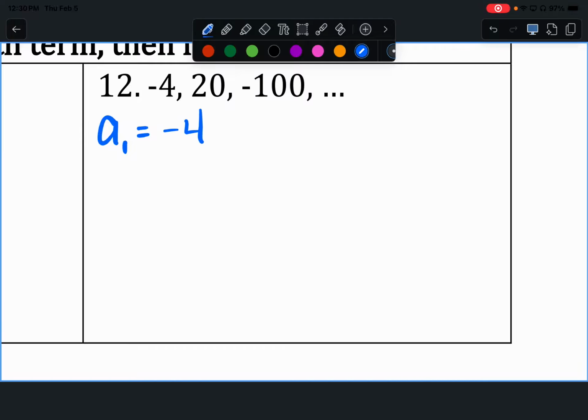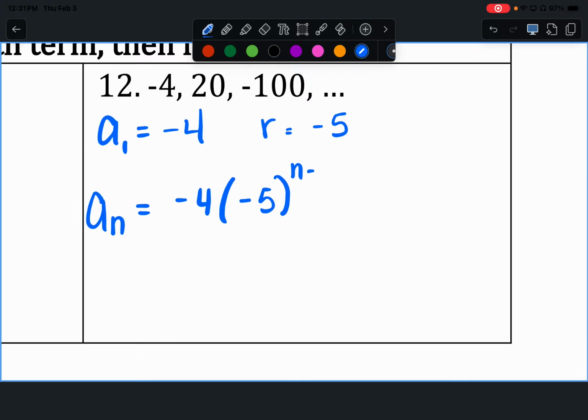What is our common ratio? -5. So to find the equation for any term, we do -4 times -5 to the power of n minus 1.